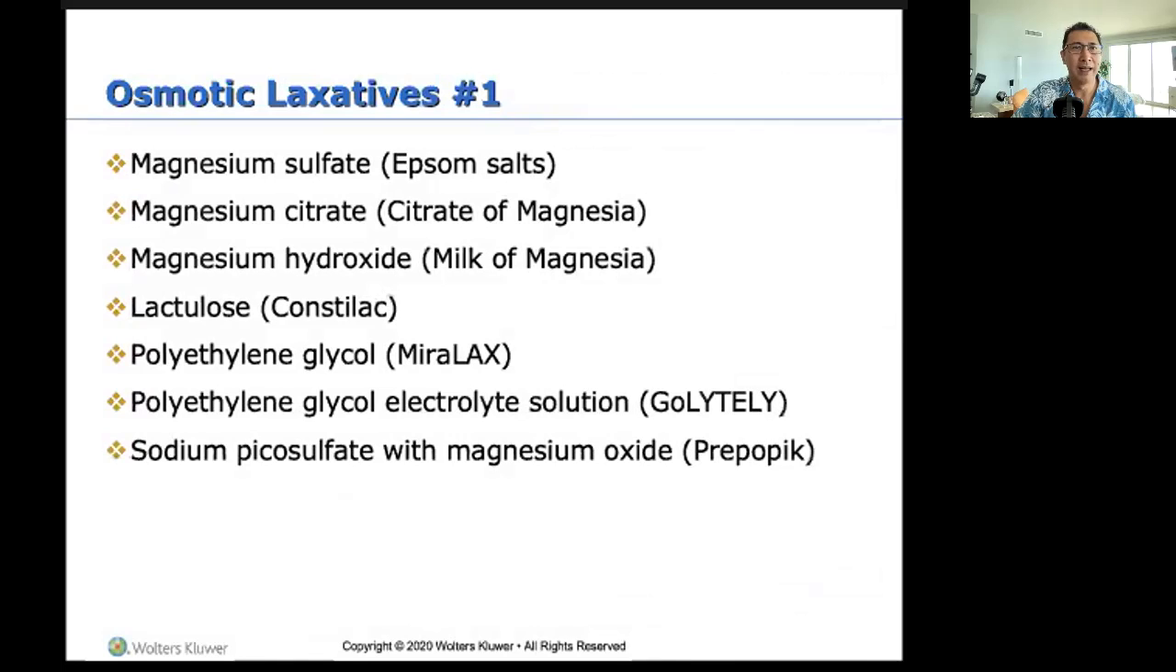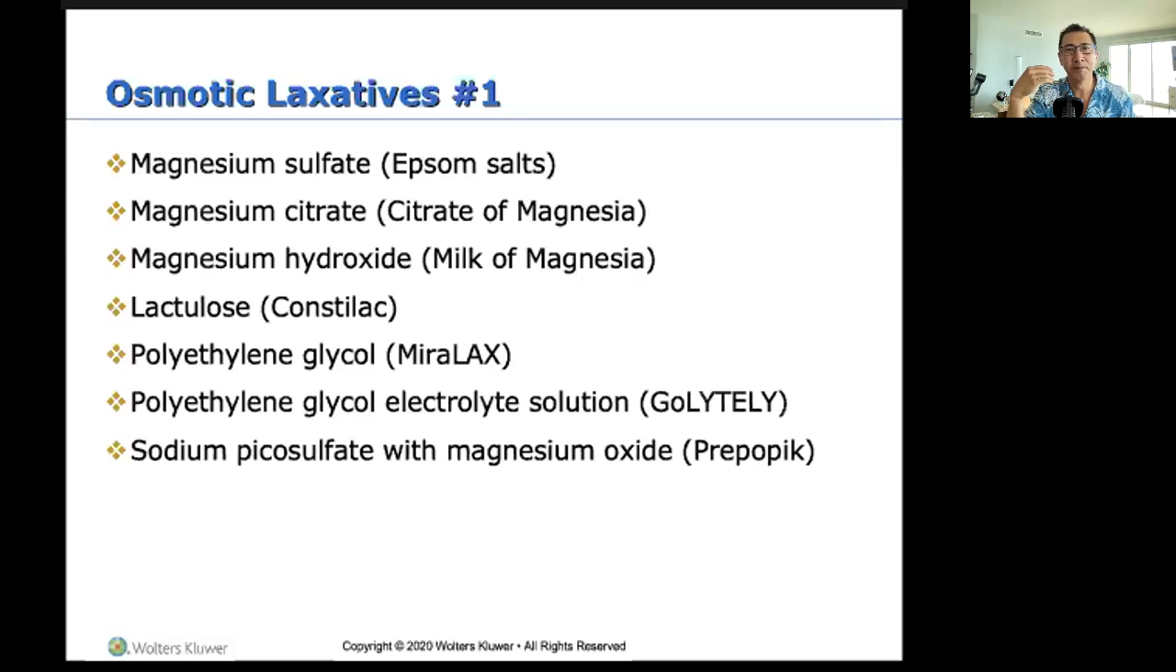For the osmotic laxatives, I think we use a lot of these medications on the screen here: magnesium sulfate, citrate, Milk of Magnesia, lactulose, Miralax, GoLytely, Prepopik. Never heard of that one. But GoLytely is the one we use to prepare our patient for endoscopy or colonoscopy. It comes in a gallon, and they have to drink all of it to clear out their GI system, their stomach, so they can come in with a scope and see.